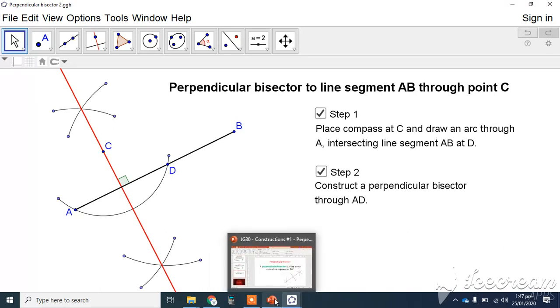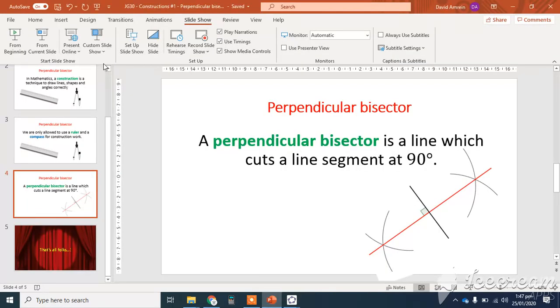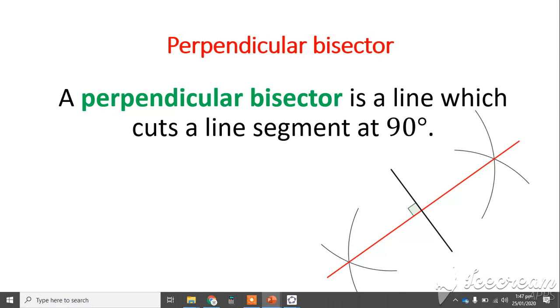All right, well that's the first technique on constructions called perpendicular bisector. So hopefully you can get away and practice that until you're feeling much more confident with it.